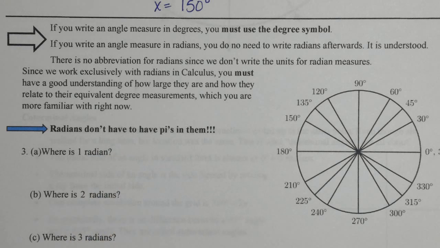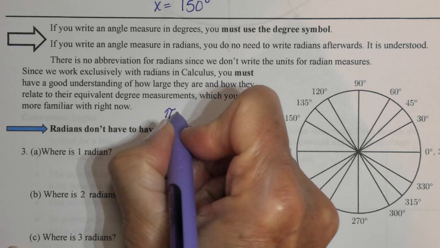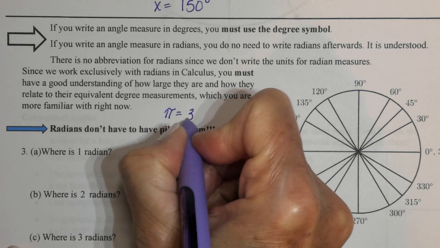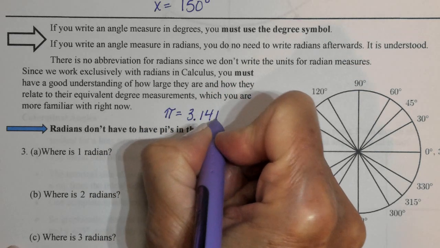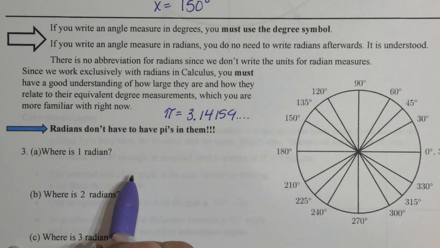Radians do not have to have pi's in them. They often do, but they don't have to. Remember, pi is just a number. Pi is equal to 3.14159 and so on, right? That's just a number. It's just a little over 3.